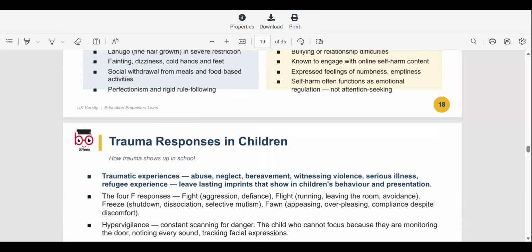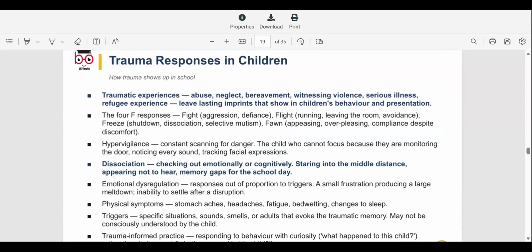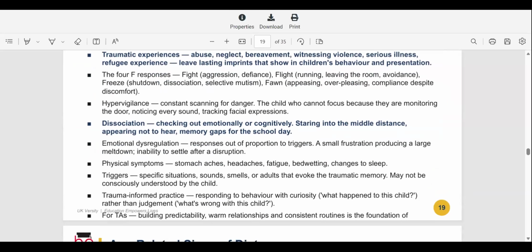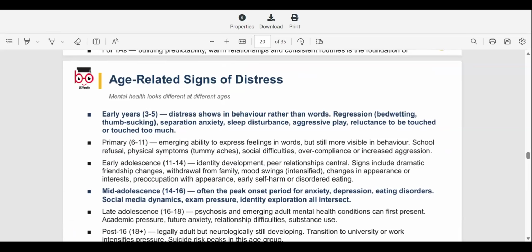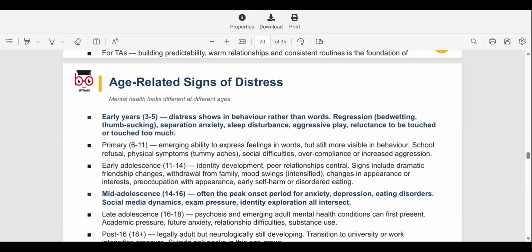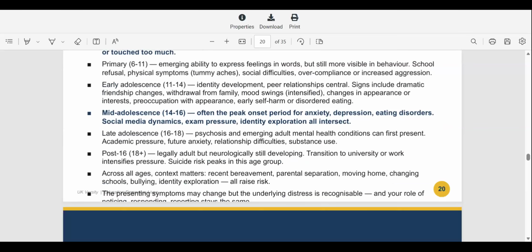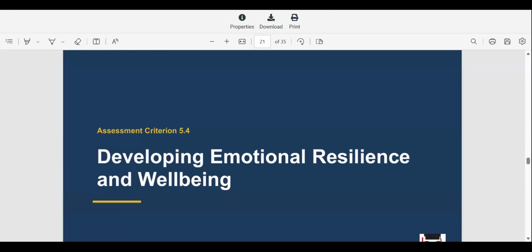Trauma responses in children. So trauma responses in children, behaviour like anger or shutting down, or it could be kids like ADHD acting up, aggression, yelling. It could be behaviour, it could be emotional signs, it could be physical signs, it could be tiredness, changes in eating, age-related signs of distress. So this could be children who act out. It could be mental health issues. It could be regression, bedwetting, thumb sucking. These are different for adolescents and different ages, just listed there.